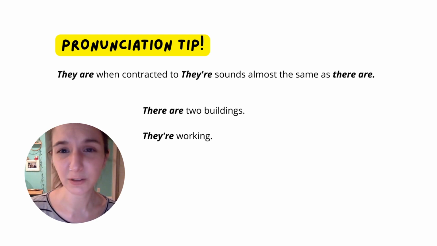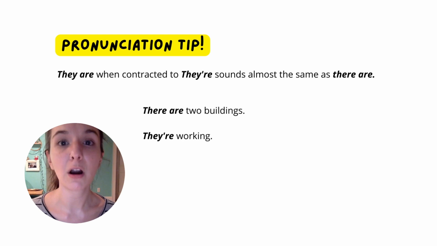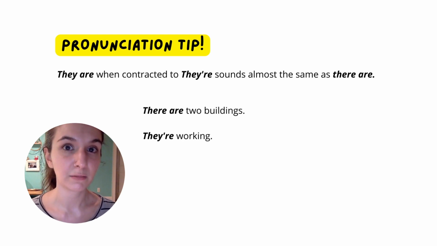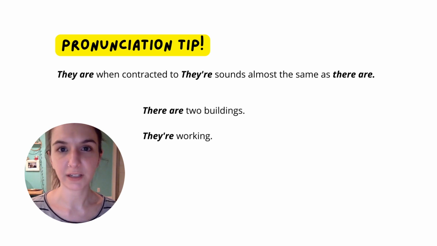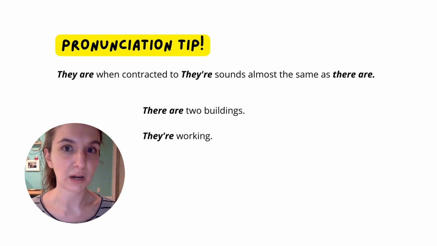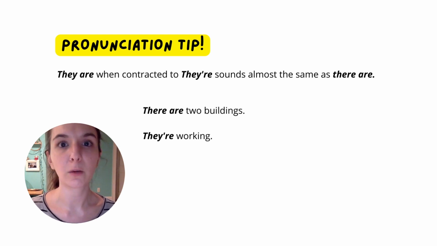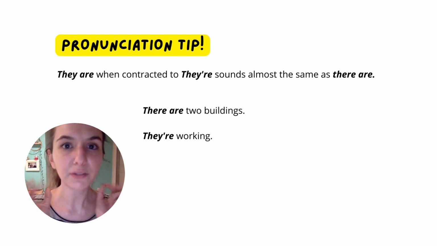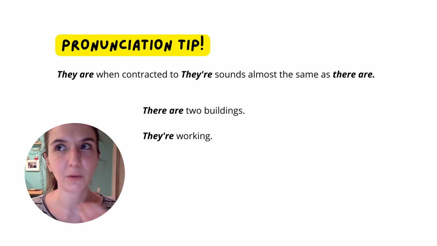So listen to the way I say these two sentences. There are two buildings. I'm describing the amount of something or the location of two things. Versus, they're working. I'm describing what someone is doing. There are two buildings. They're working. There is a small difference, but like I said, when you're speaking fast, it's so small, it's barely noticeable.